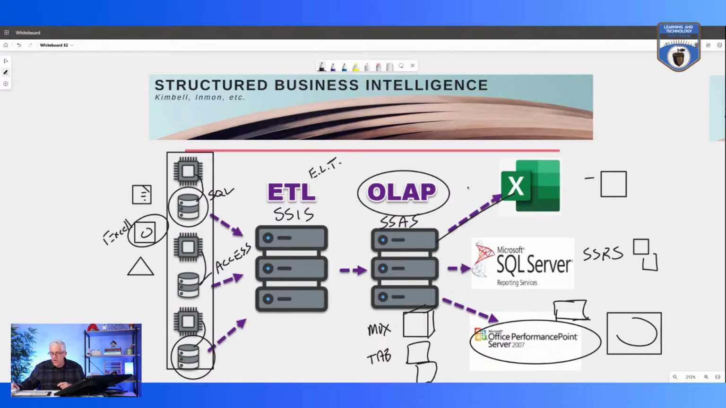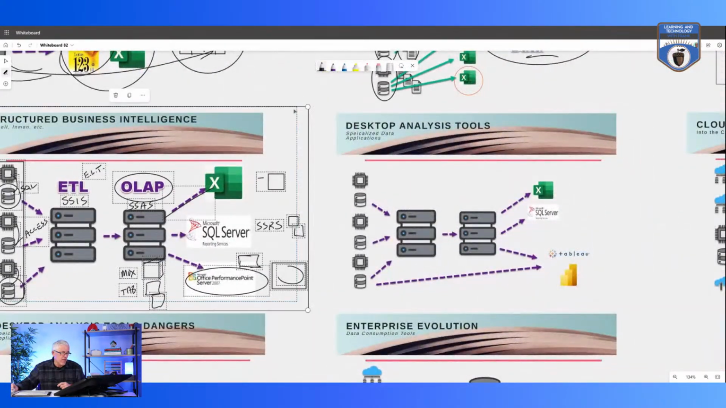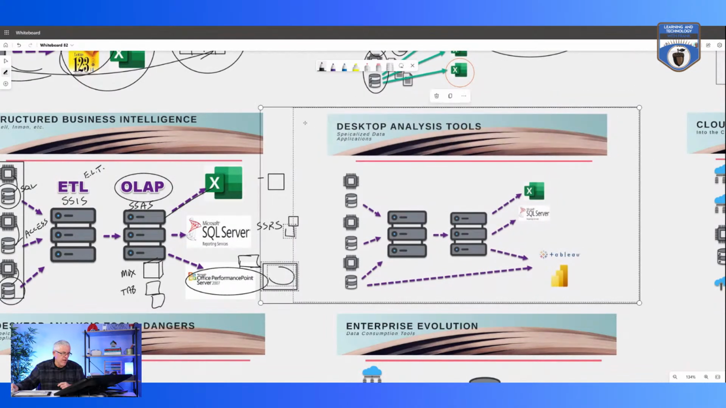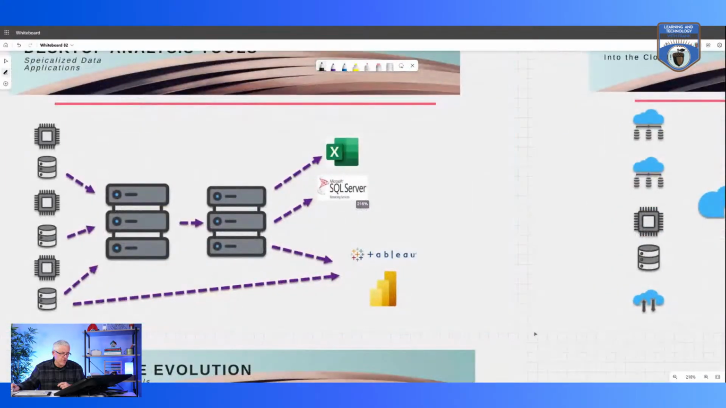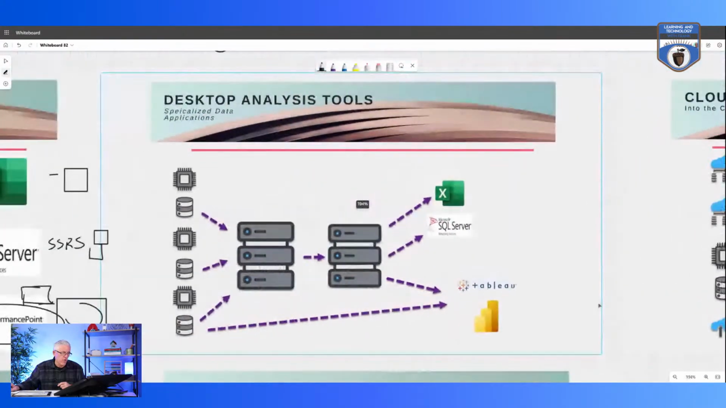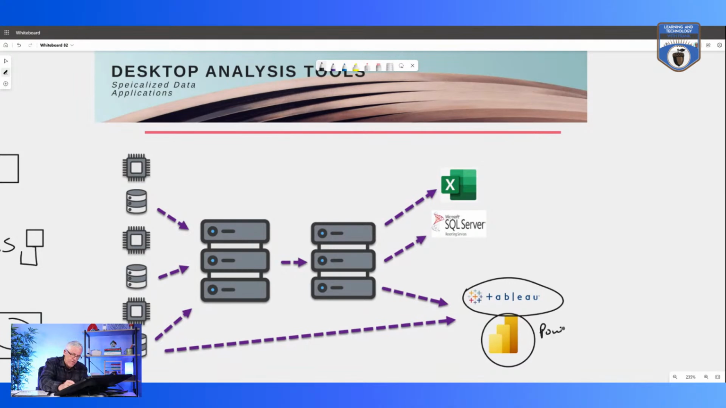So if I scroll back here, what would happen is newer tools came out for working with the data. And it's the same sort of architecture, the same Kimball methodology or Inmon methodology, but we would have some specialized tools that came out to replace things like PerformancePoint Server. So we would still have our formal architecture here, but all of a sudden we started getting these really powerful desktop tools like Tableau and like Power BI. So that's the icon for Power BI.